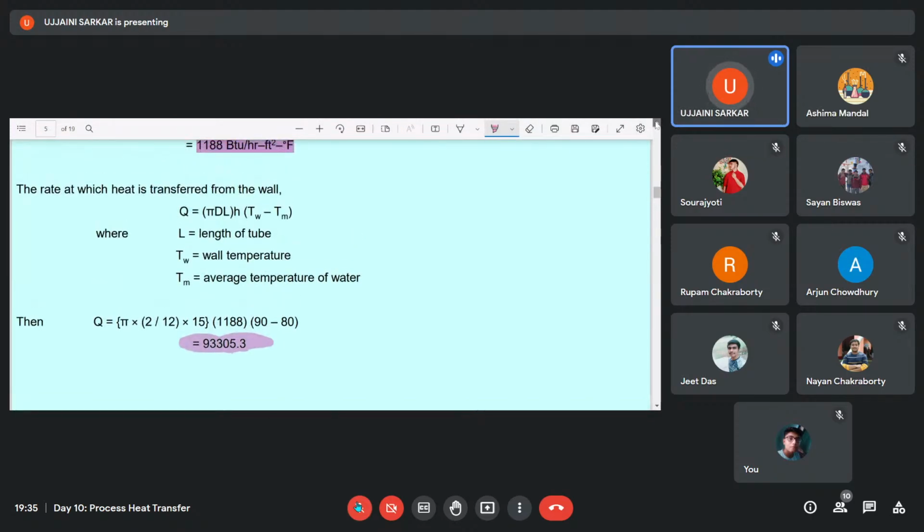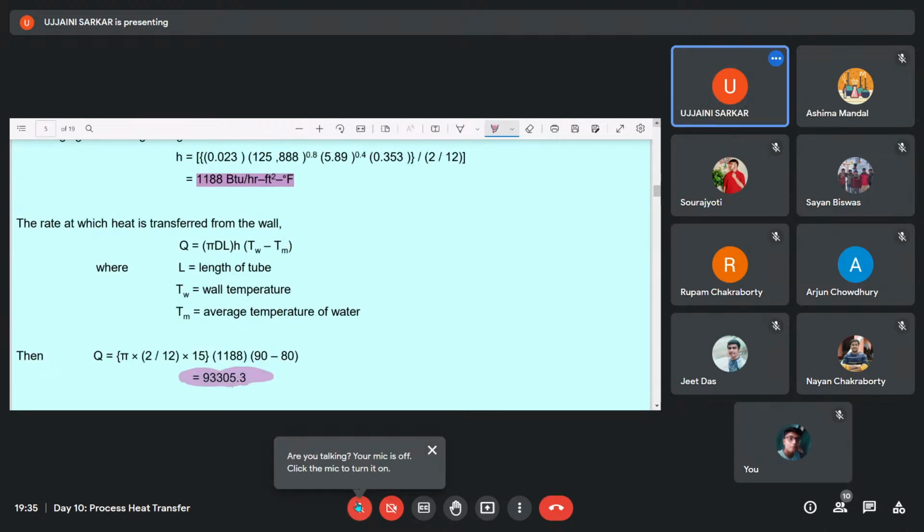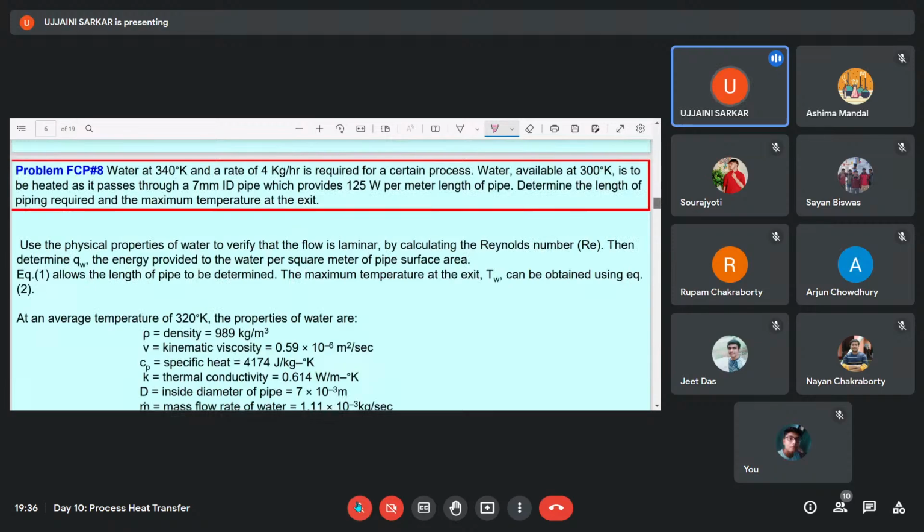কুইকলি চেক করে দেখো এটা আসছে কিনা। ম্যাম 93258 আসছে BTU per hour। হ্যাঁ ঠিক আছে, ভেরি গুড, কাছাকাছি এলেই হলো। ওকে, now we move to problem 8.